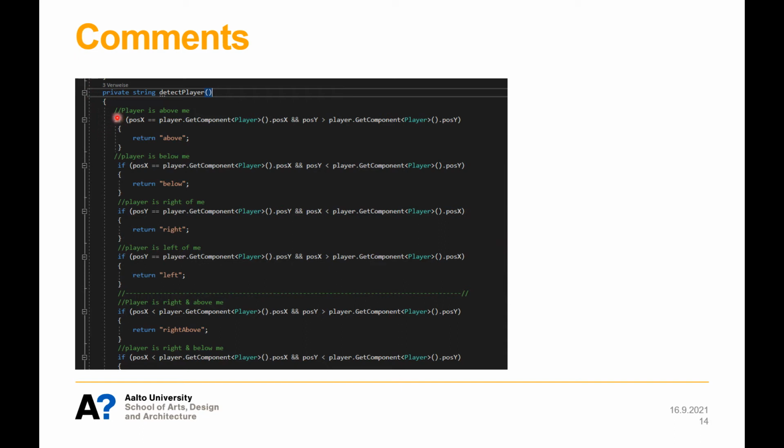However, you can see here always headers. Oh, the player is above me. It does something quite a lot, and then it will return above. Okay, player is below me. Okay, it will apparently cycle through all of these things. Then here is just a line. Okay, so I guess this is a new section in the code. And then it will have here player is right and above me. Okay, so it does more here.